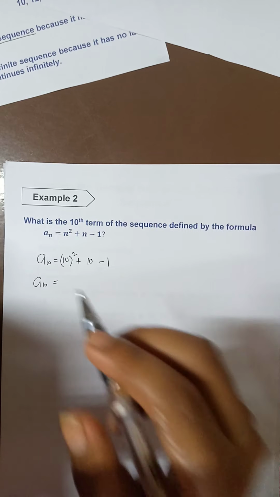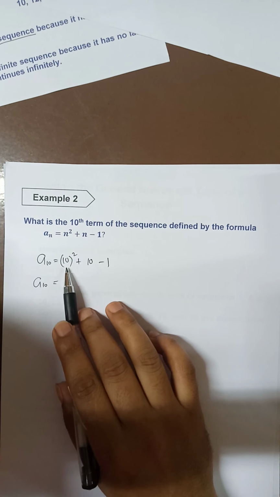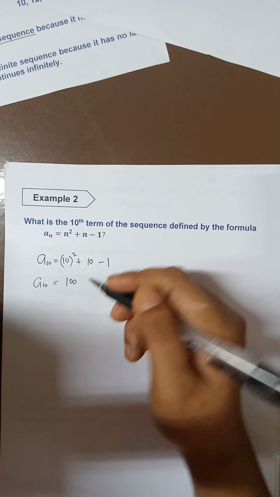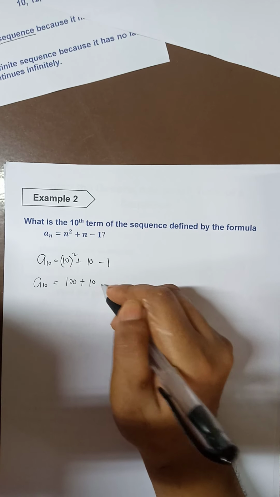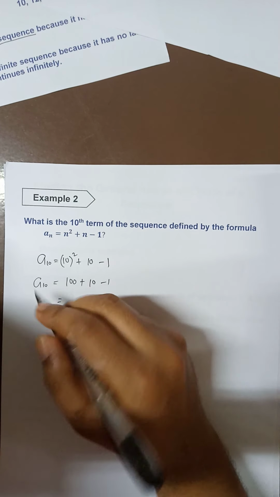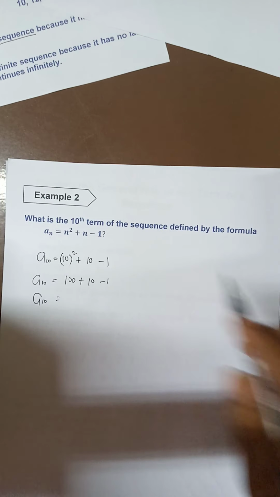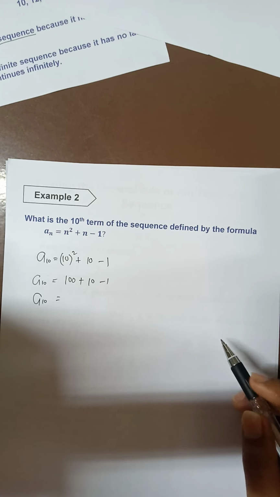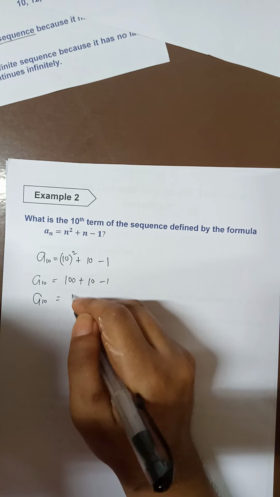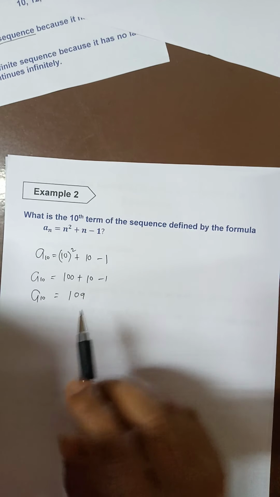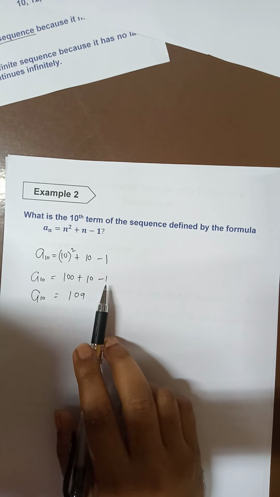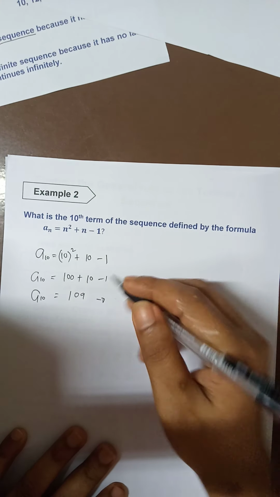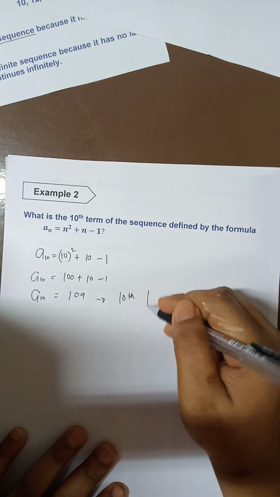So a sub 10, or the 10th term, is equal to, what is 10 squared? That is equal to 100 plus 10 minus 1. Therefore, the 10th term of the sequence, having the formula of n squared plus n minus 1, is equal to 109. 100 plus 10, 110 minus 1 is equal to 109. So this is the 10th term of the sequence.